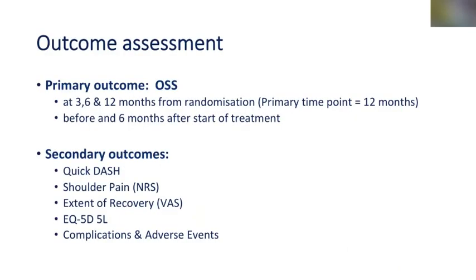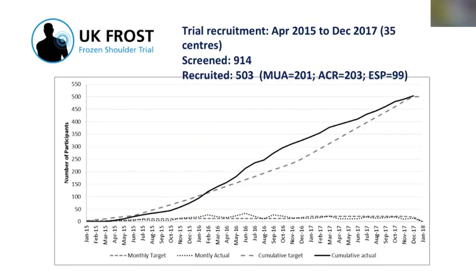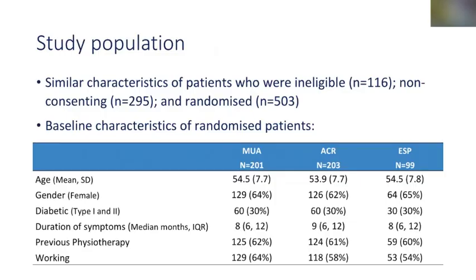Our primary outcome was the Oxford Shoulder Score, and the secondary outcomes were as listed here. There were a range of them. We recruited to time and target, and we slightly over-recruited to 503 patients altogether from 35 hospitals across the UK. The characteristics of patients who were recruited were the same as those that were either ineligible or non-consenting, and so we are confident that the study population represents the wider population with the frozen shoulder.